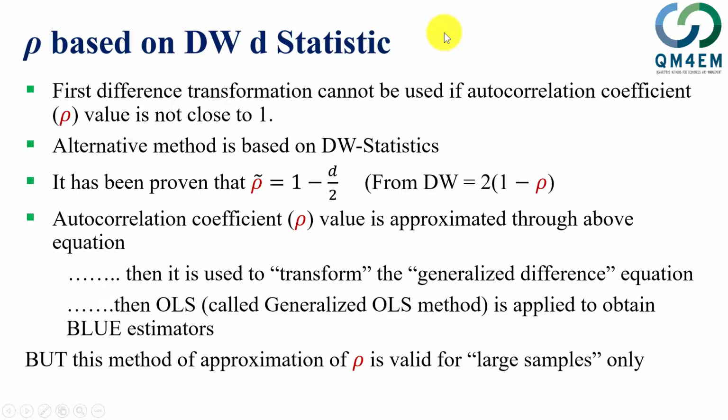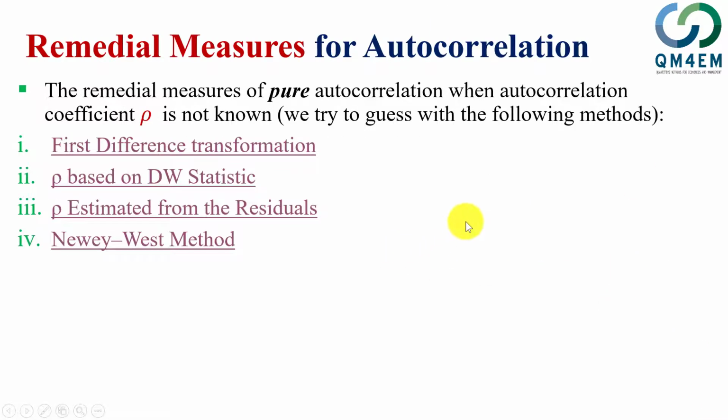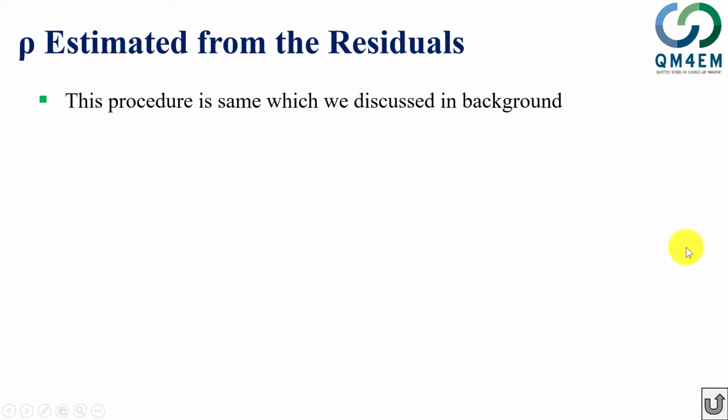So that was the case when you can use the Durbin-Watson d statistic for obtaining the value of rho, then use that rho value for transforming the original model, apply ordinary least squares, and solve the problem of autocorrelation. Then we think about the third method, which is rho estimated from the residuals. So let's try this one. This is the same procedure as we discussed while discussing the background material for transformation.